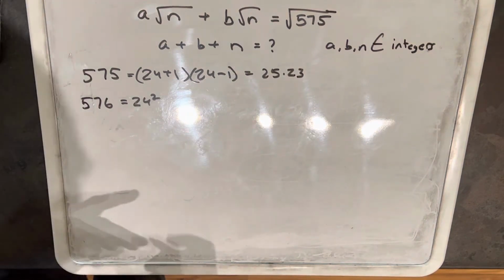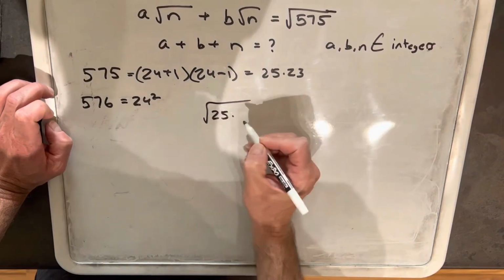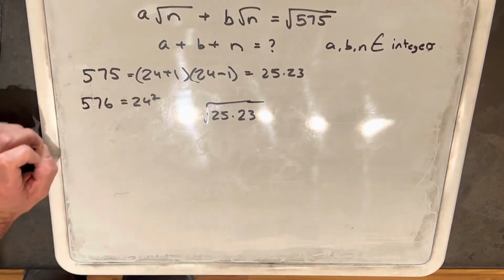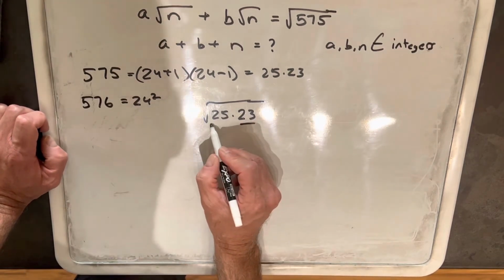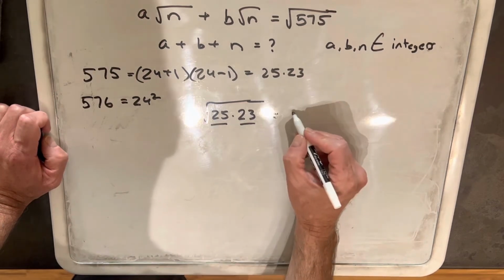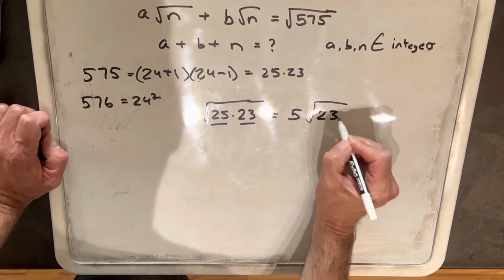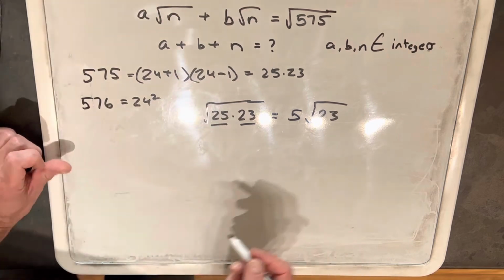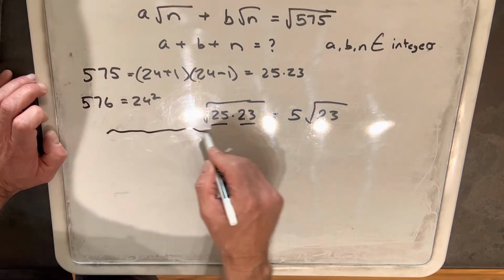And that's actually pretty convenient because we want to find the square root of that number. So let's write this square root as 25 times 23. Then you'll notice 23 is a prime. We can't do anything with that. But 25 is a perfect square, so we could actually rewrite this as 5 times the square root of 23. Okay, so that's a good simplification. So let's rewrite our problem now with this factored.